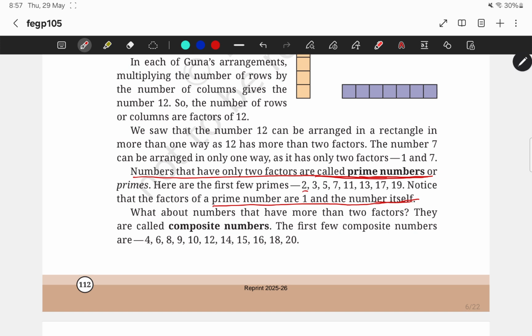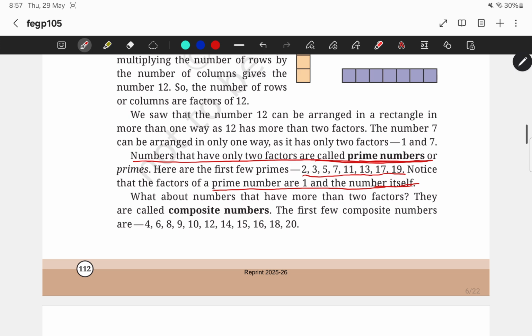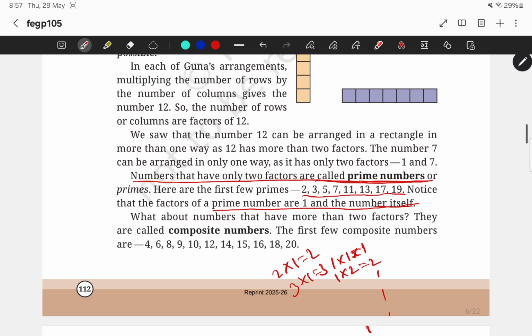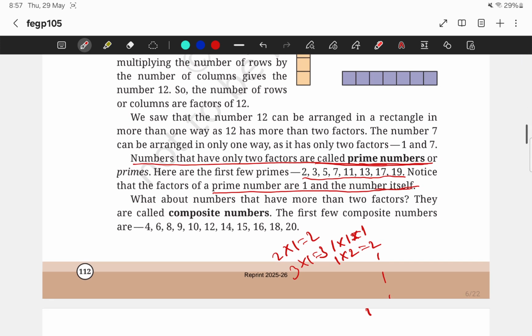There are examples like 2, 3, 5, 7, 11, 13, 17, 19. All these numbers are the multiples of 1 and the number itself. Multiples of 1 means 1 one is 1, 1 two is 2, like this, and the number itself means 2 ones are 2, 3 ones are 3. So they have only 2 factors, 1 and the number itself. So these are the prime numbers.